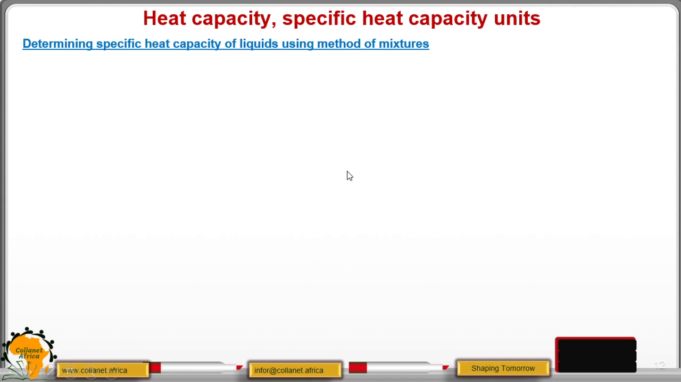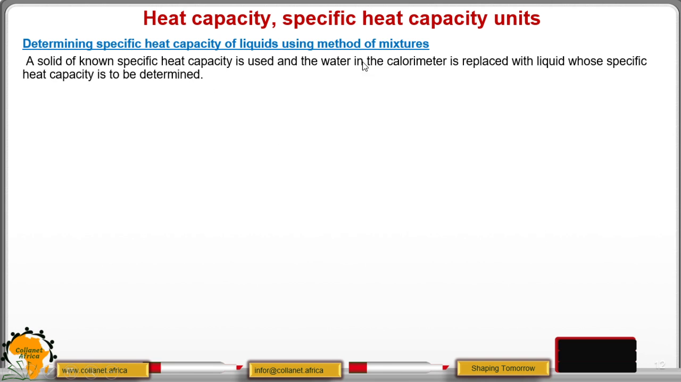Then after that, we move to determining the specific heat capacity of liquids using the method of mixtures. Now, when we want to determine the specific heat capacity of a liquid, we use a solid of known specific heat capacity. That solid is transferred into a liquid that is inside the calorimeter. So the water that was inside the calorimeter is replaced with a liquid whose specific heat capacity is to be determined. And then after replacing the water and using the solid of known specific heat capacity, to get the specific heat capacity of the liquid, we proceed as follows.